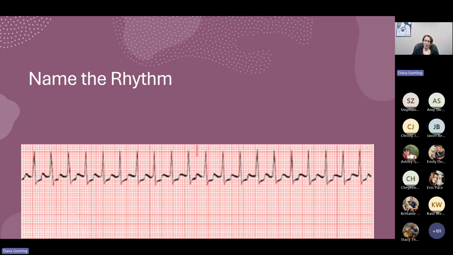All right. Now here in the chat, we are going to have name that rhythm. So I want you to take a look and, in the chat, give your best guess of what you think this heart rhythm would be.